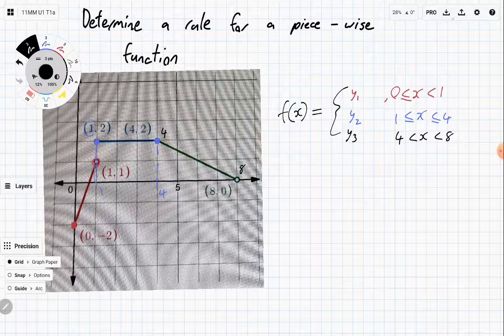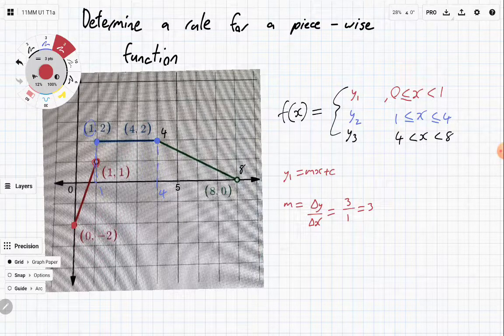So I've set out my domains, and now I just need to work out the equations of three different lines. Let's start with the first one, the red line. Now, the red line we already have 2 points for, so let's work out y1 is equal to mx plus c. We're going to use the standard form for an equation for a line. Now, the gradient is equal to delta y over delta x. The change in y is 3, the change in x is 1, so the gradient is 3. The y-intercept we can actually read straight off. It's negative 2. It's where it hits there. And so we get y1 is equal to 3x minus 2.